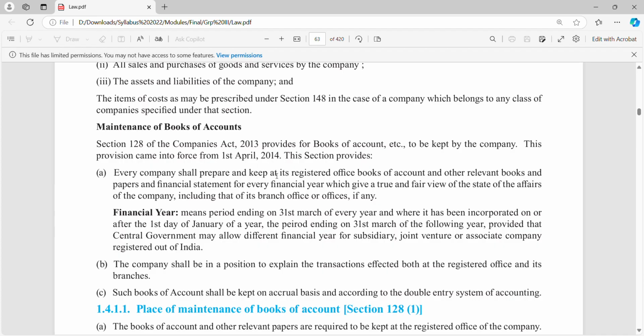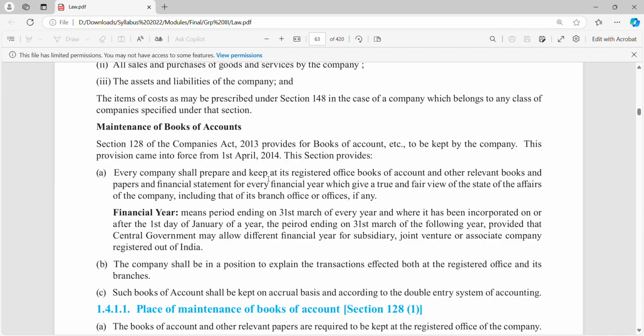Now what is this section telling us? Every company shall prepare and keep at its registered office. If my registered office is in India, then India; if my registered office is outside India, then outside India. If I have offices at three places, Mumbai, Bangalore and Hyderabad, but the main office is registered in Mumbai, then Mumbai is my registered place. All books of accounts, returns and all important documents and papers need to be kept at Mumbai.